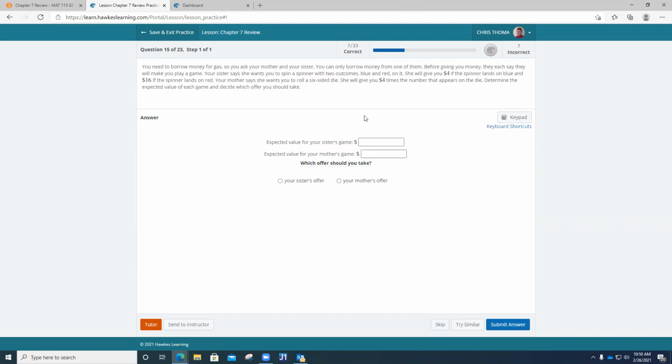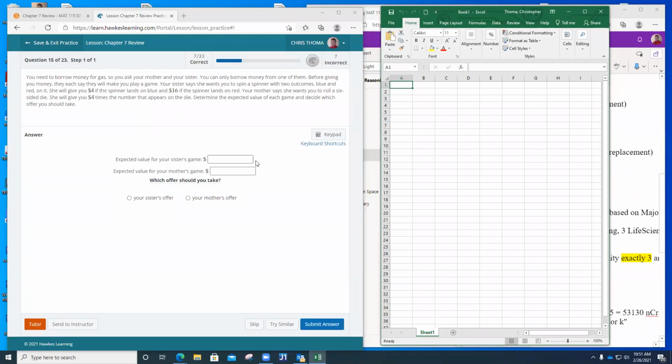Here's one to do expected value of your winnings, right? So you need to borrow... all right, so this is the one I want to use Excel to help with. So you've got 2 different games you can play. So you've got your sister and your mom, right? So give us some more space so I can build a table. Mom, right? Because remember, we're doing expected value, so we're going to create our different possible outcomes. So your mother says she wants you to roll a 6-sided die. So the outcomes are 1, 2, 3, 4, 5, and 6.